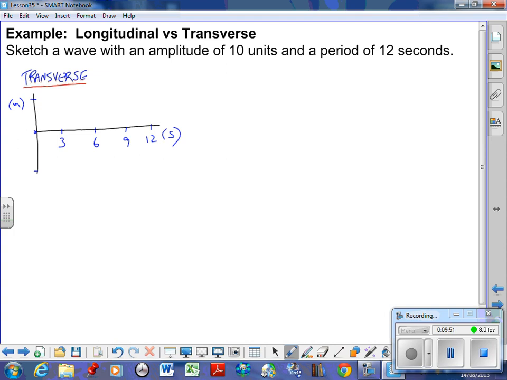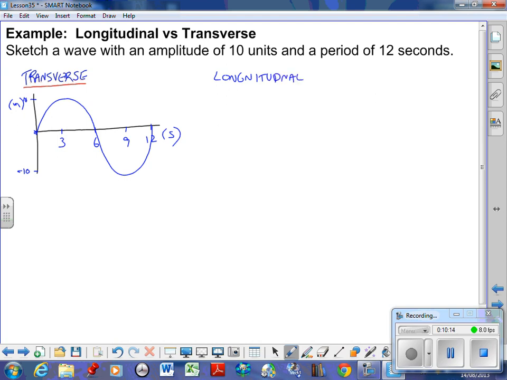So, look like that. Okay, and I'm just doing a rough sketch. So the period, it takes 12 seconds to repeat the cycle. It has a maximum amplitude of 10, and it goes down to -10. So there's the transverse.